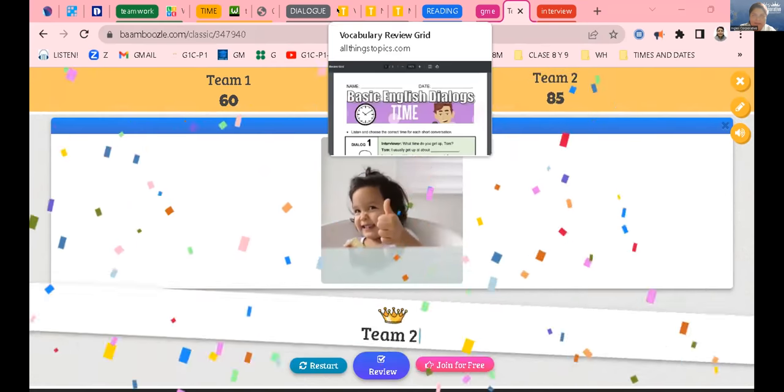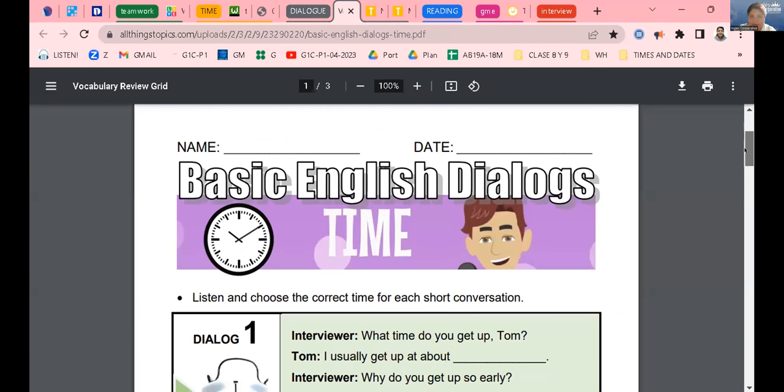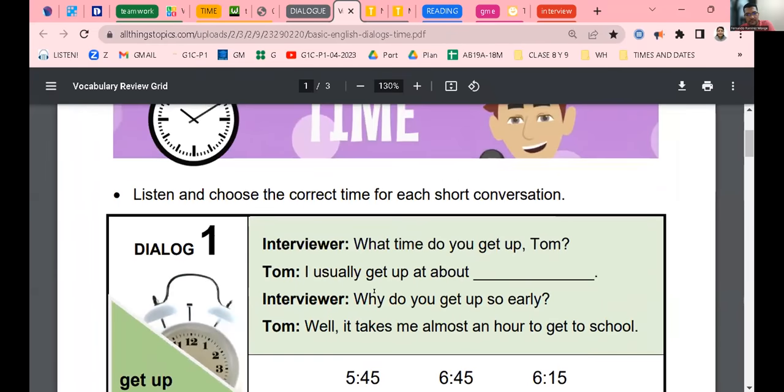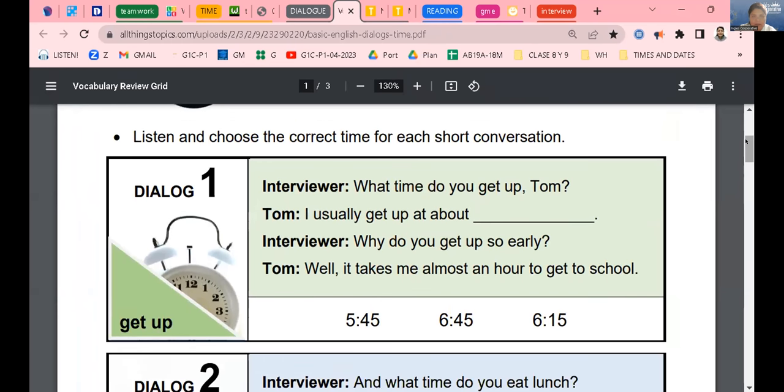I have some dialogues. We were gonna practice with some short mini dialogues. Look at this. Okay, dialogue number one. So we're gonna practice this. We have a dialogue between an interviewer and Tom. What time do you get up, Tom? I usually get up at about. Interviewer, why do you get up so early? Well, it takes me almost an hour to get to school. So what do you think? Which could be the correct time? 5:45, 6:45, or a quarter past six?